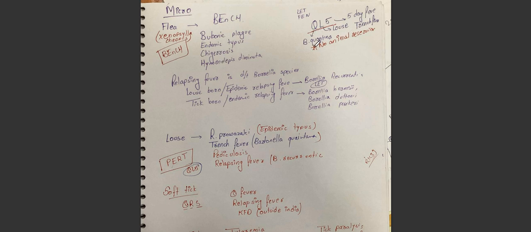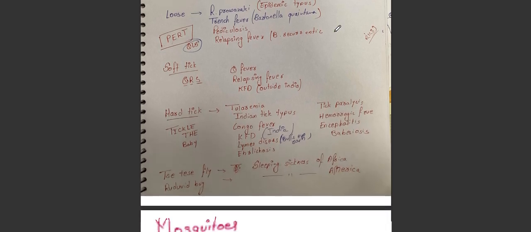Then "Q-life": Q for Bartonella quintana, L is for louse, 5 for 5-day fever, which is also known as trench fever, which is in the mnemonic of louse. Louse means "PERT": P for Rickettsia prowazekii, E for epidemic typhus, R for relapsing fever, and T for trench fever. Whenever you get confused, try to remember with the trick "Q-life". You will always remember that. Relapsing fever I will tell you after some time.